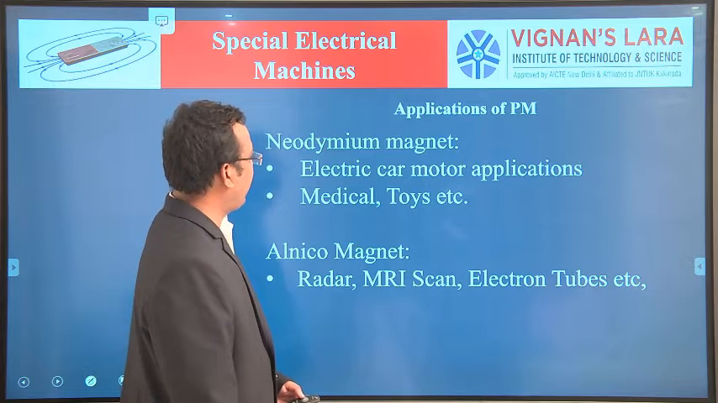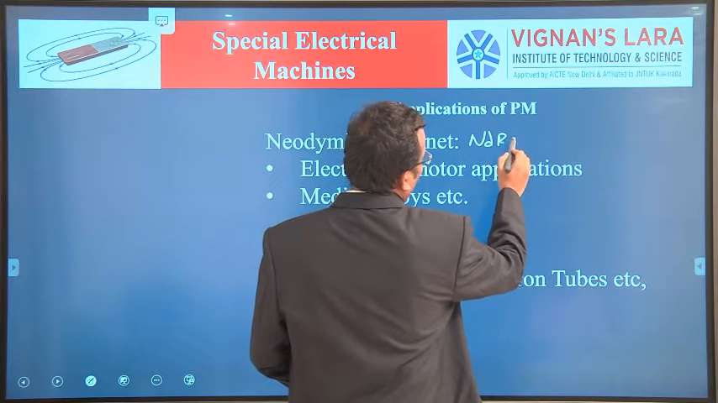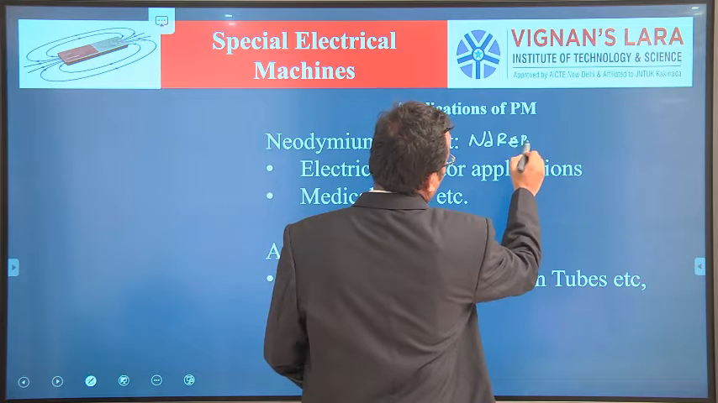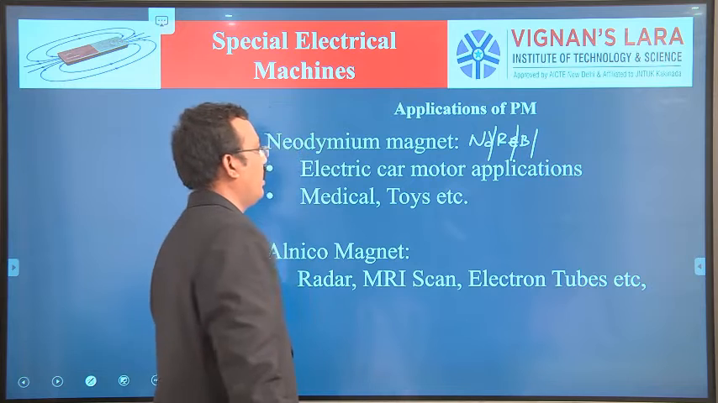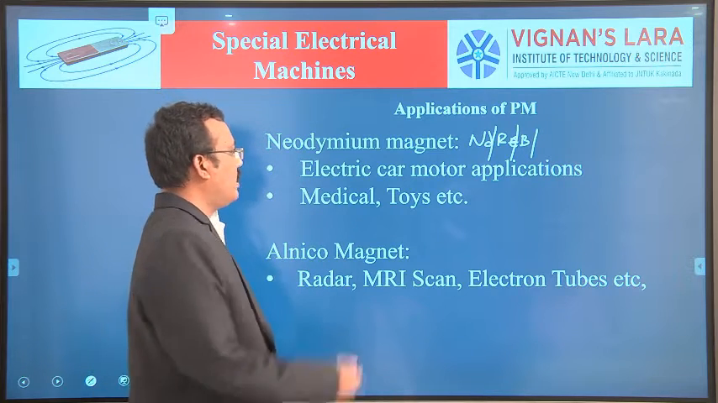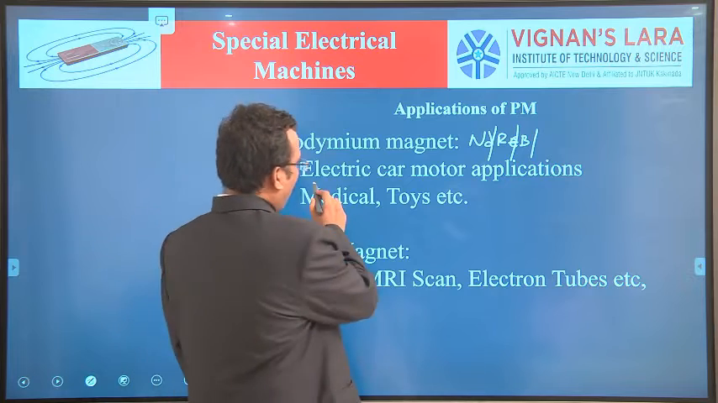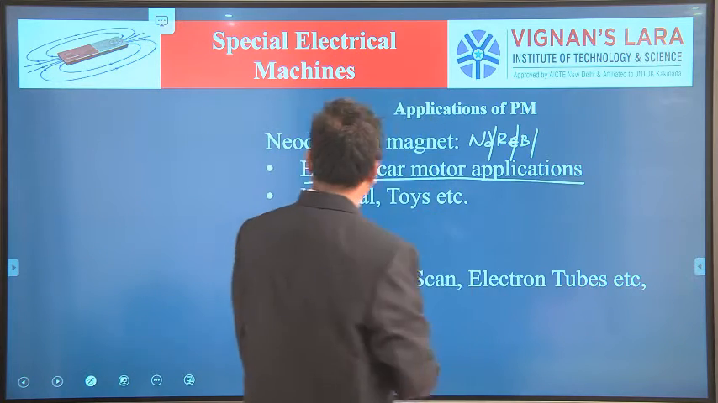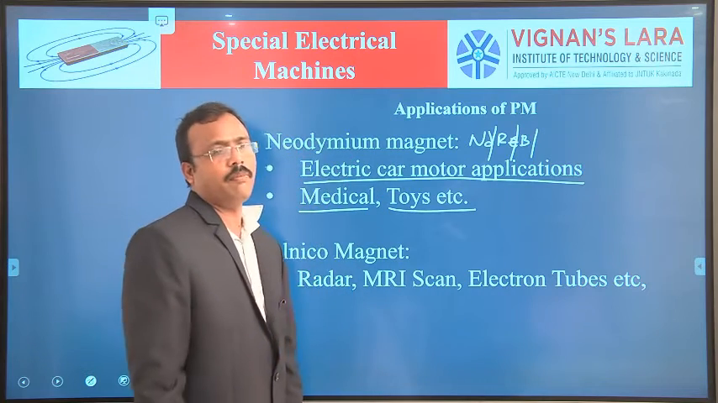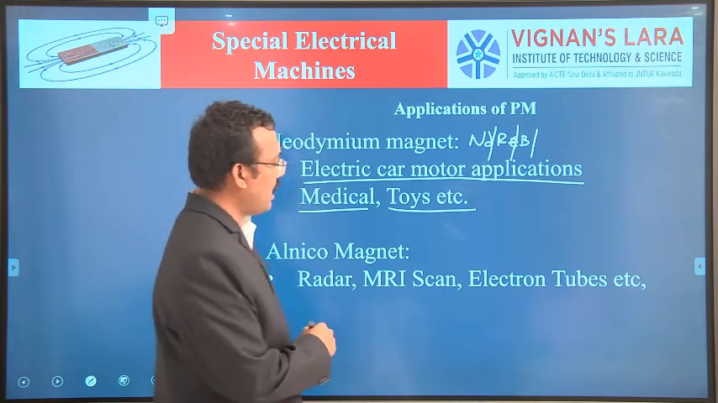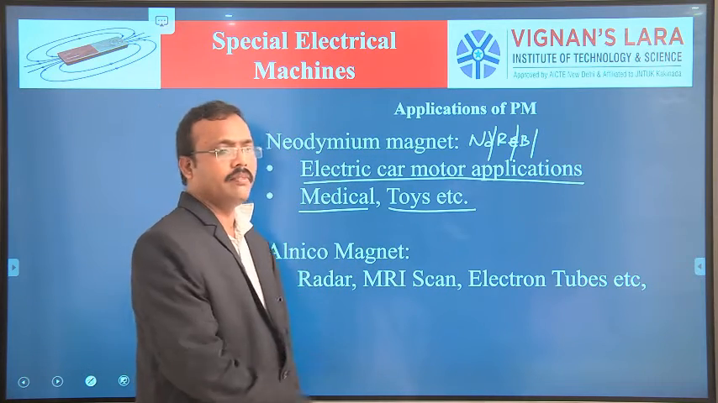Next one is the neodymium magnet, also called NdFeB, so neodymium, iron and boron. This type of material is used in electric car motor applications, medical applications, toy applications, and generator applications, because it has the highest magnetic strength among the magnetic materials.